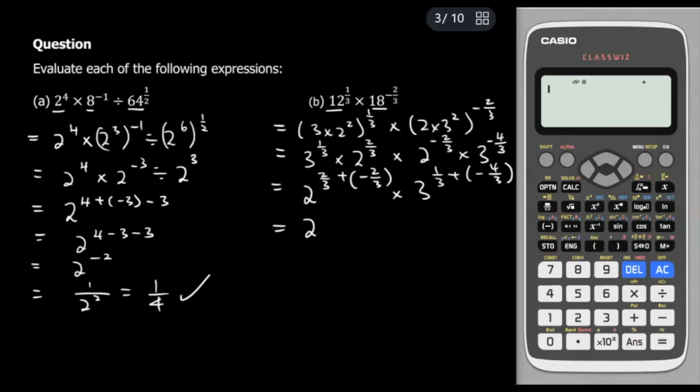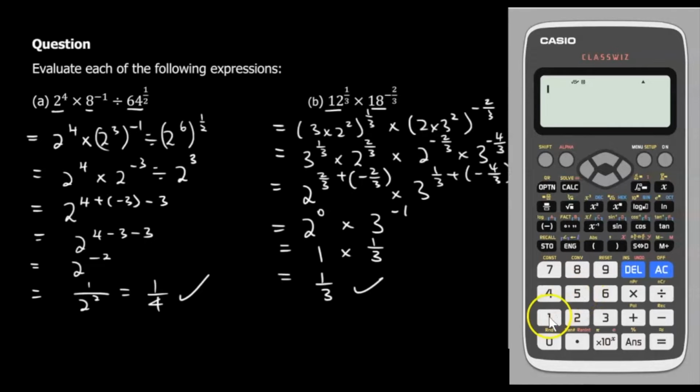So this one will be 2 over 3 minus 2 over 3 is power 0. Then this one will be 3 power 1 over 3 minus 4 over 3 is negative 1. So this will be 2 power 0 is 1. And then 3 power negative 1 is 1 over 3. So the answer is 1 over 3. Okay, so now we double check our answer using the Casio Classwiz calculator.